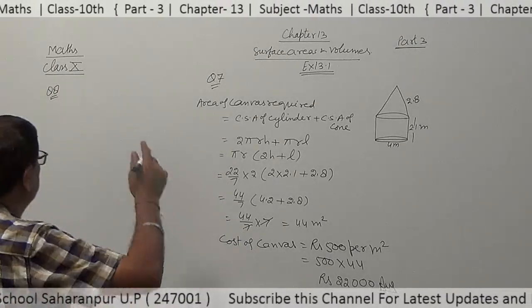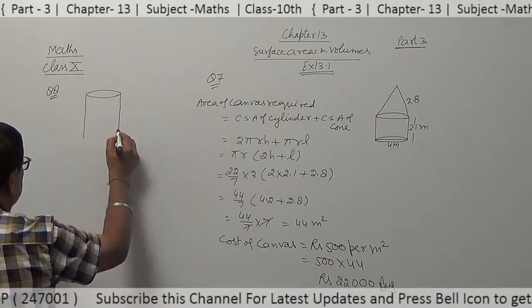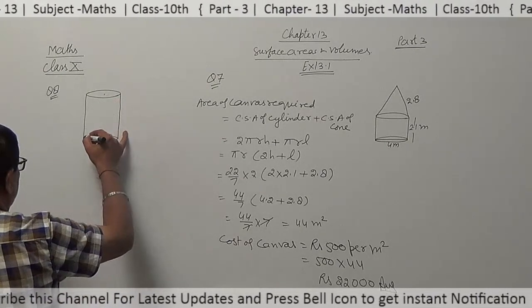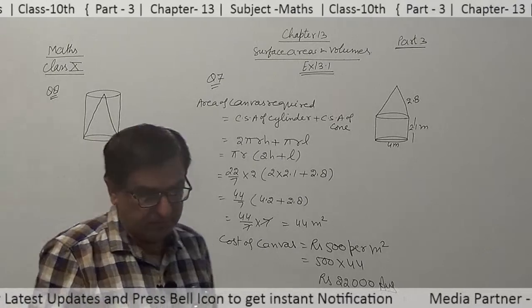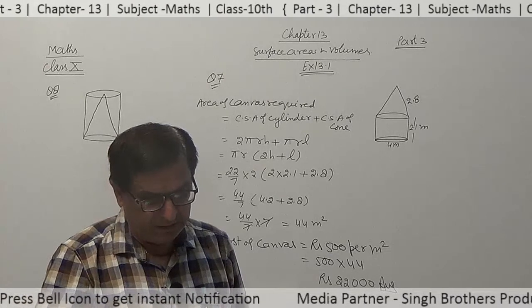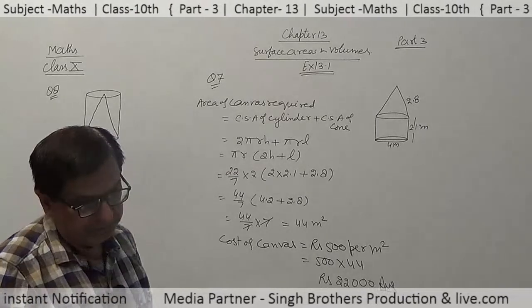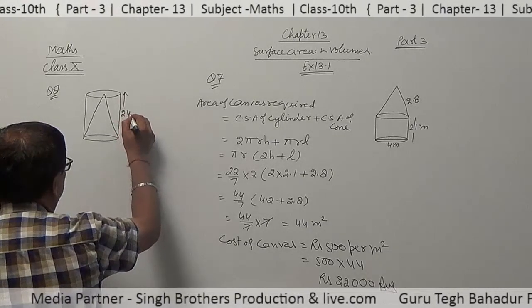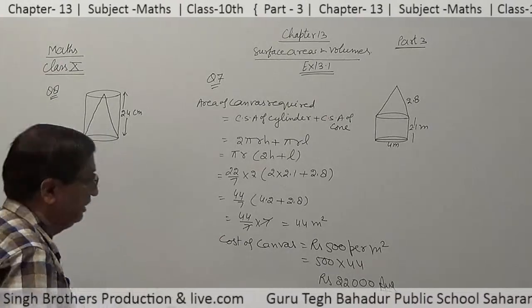This is the cylinder. A conical cavity is cut out. This conical part, which is of the same height and same diameter, is hollowed out. Now find out the surface area of the remaining solid. Given to you, height is 2.4 and diameter is 1.4.